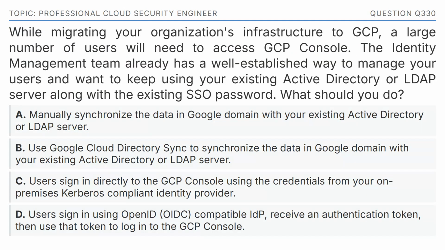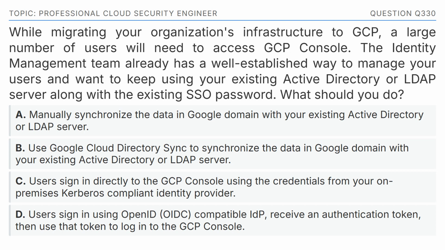While migrating your organization's infrastructure to GCP, a large number of users will need to access the GCP console. The identity management team already has a well-established way to manage your users and wants to keep using your existing Active Directory or LDAP server along with the existing SSO password. What should you do? The options are Option A, manually synchronize the data in Google domain with your existing Active Directory or LDAP server.